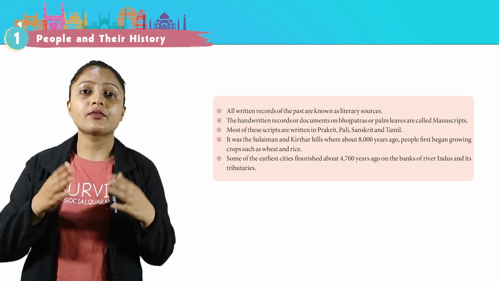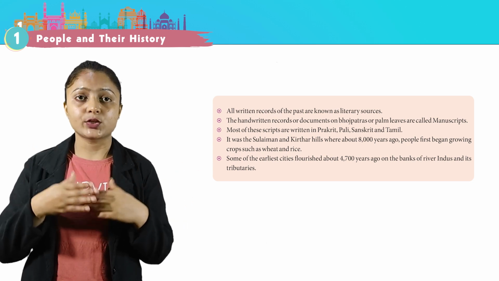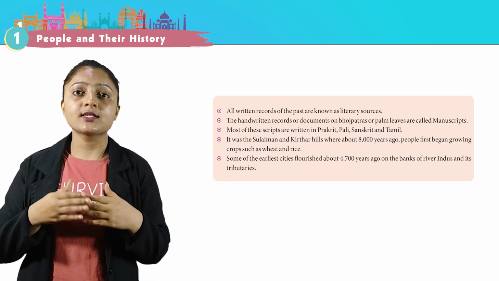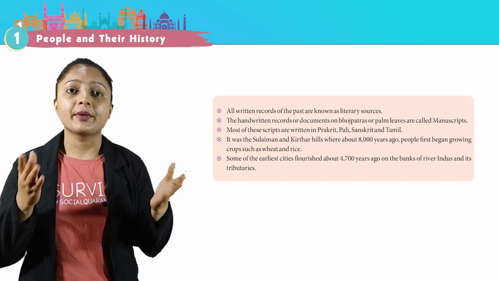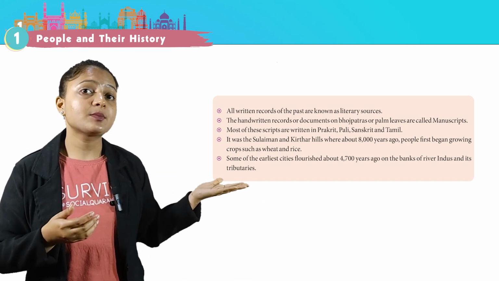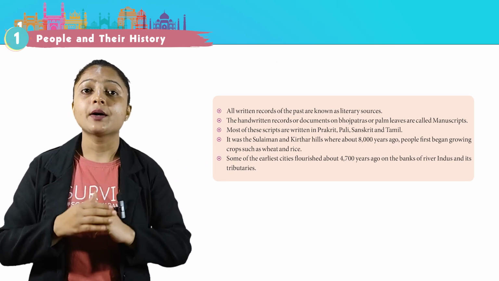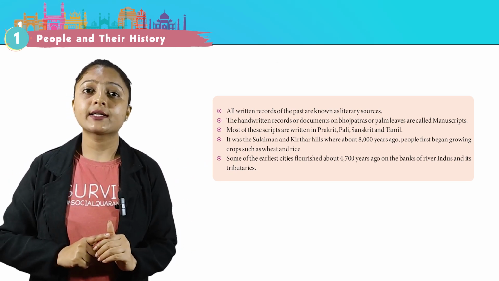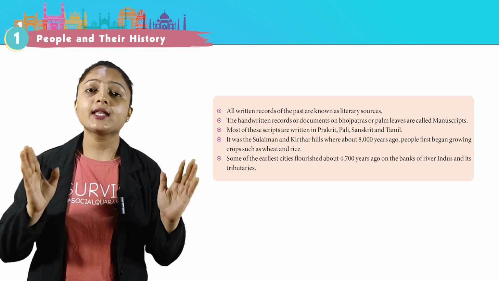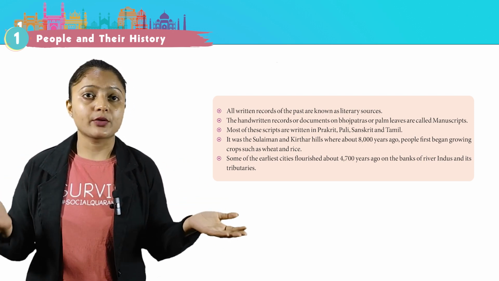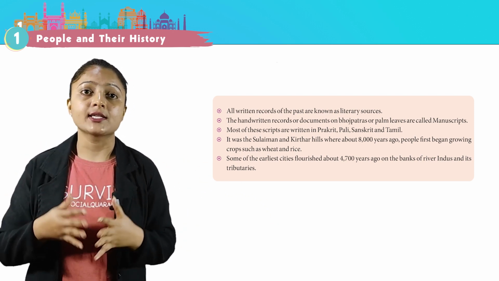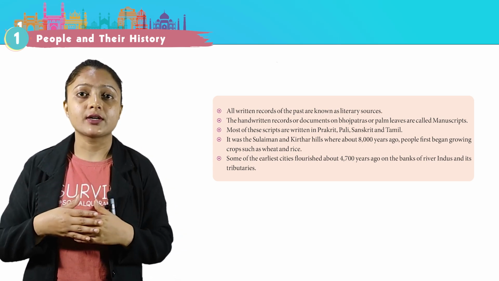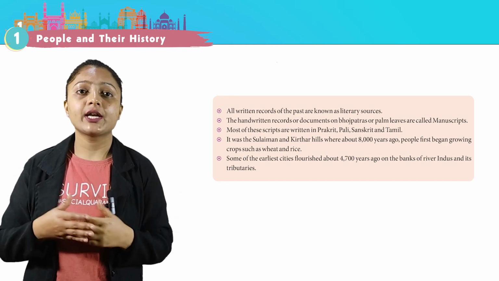All written records of the past are known as literary sources. The handwritten records or documents on Bhojpatras or palm leaves are called manuscripts. Most of these scripts are written in Prakrit, Pali, Sanskrit and Tamil. It was the Suleiman and Kirthar hills where about 8,000 years ago people first began growing crops such as wheat and barley. Some of the earliest cities flourished about 4,700 years ago on the banks of the river Indus and its tributaries.